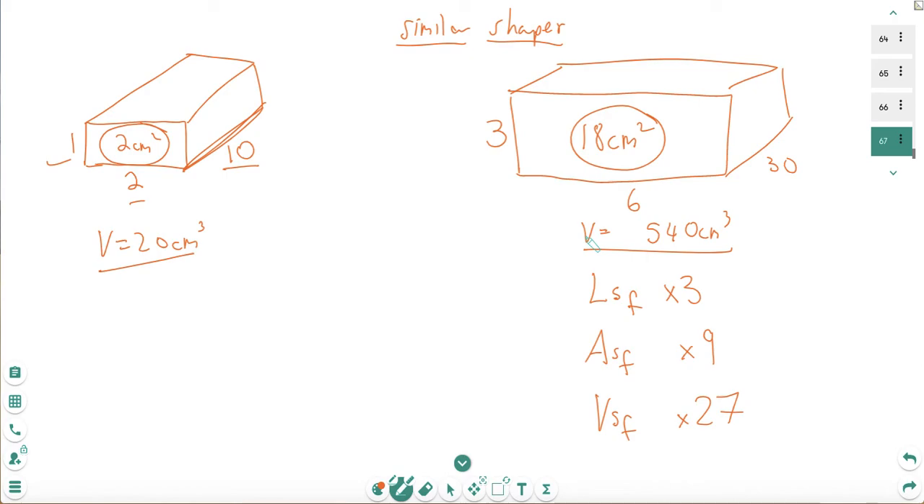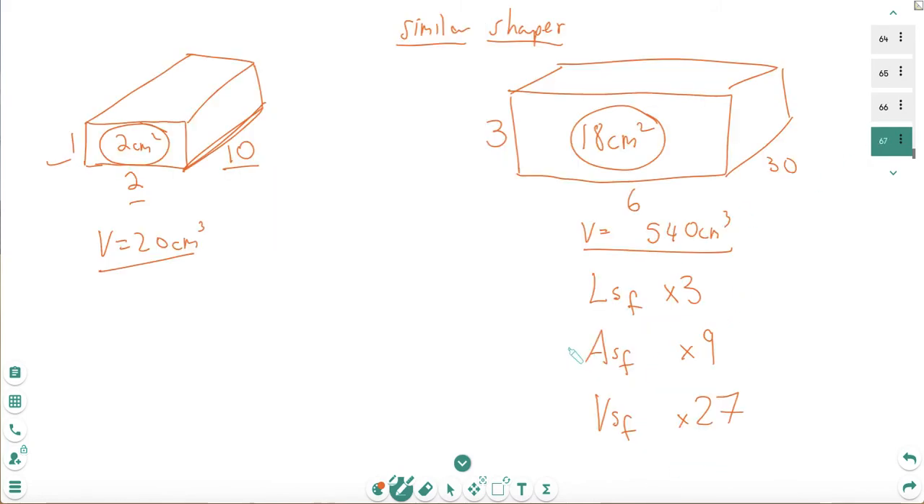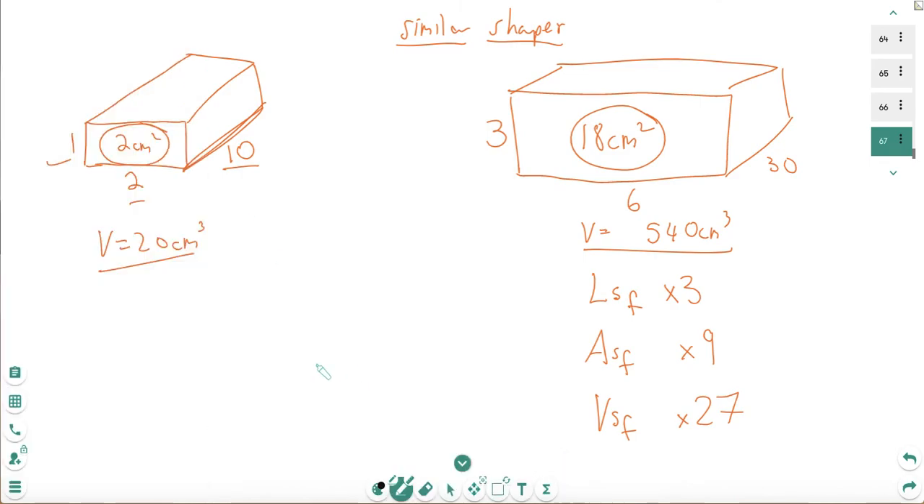Okay, so now it's time to start looking at connections between the length, area, and volume scale factors 2, 4, and 8, and 3, 9, and 27. And hopefully, you'll see something. Let's get our scale factors from that last one.